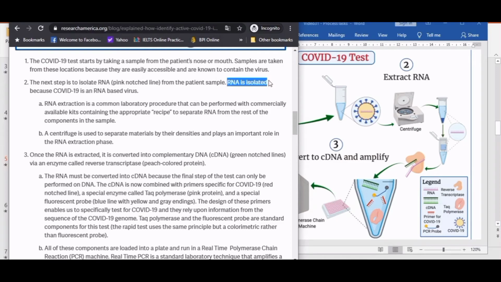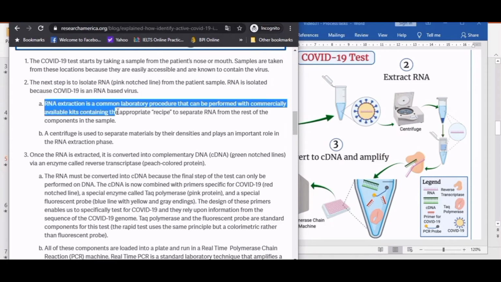RNA is isolated because COVID-19 is an RNA-based virus. So RNA extraction is a common laboratory procedure that can be performed with commercially available kits containing the appropriate recipe to separate RNA from the rest of the components in the sample. This is all in the active voice.